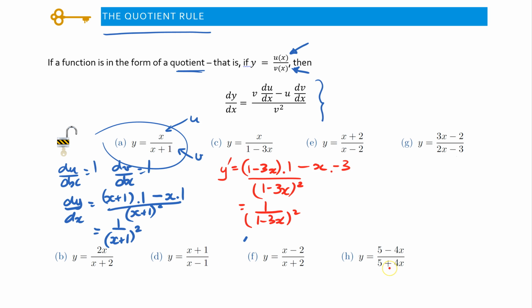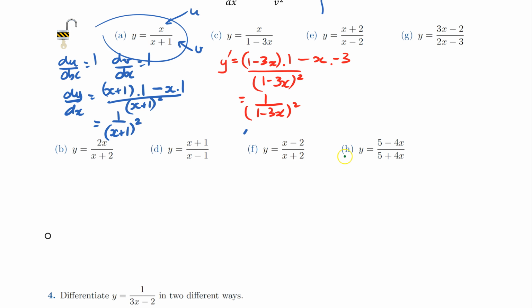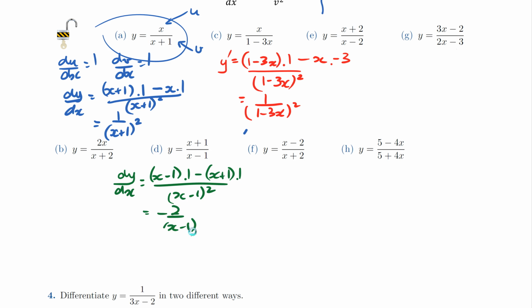Okay, so I might just do a couple of the ones down below, so they're a little bit more complex. So I'll do the d and h. For d, I've got y dashed, or dy dx, or even f dashed of x if they've written it like that. I see a quotient. Put the bottom of the quotient down, square it, put it up the top, multiply by the differential of the top, minus, put down the top, multiplied by the differential of the bottom. I've got x minus 1 minus x minus 1, so it comes to that.